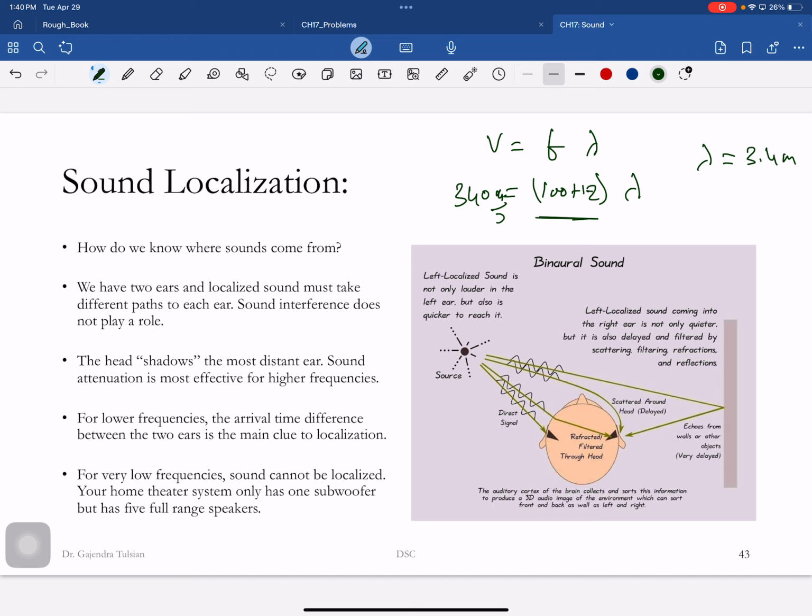So that's why, in your home theater system, you only have one subwoofer and 5 other speakers. If the speaker is playing high frequency, you can tell where the sound is coming from. So for speakers that are playing high frequency, you now need to have many more of those, so you can have surround sound effects.